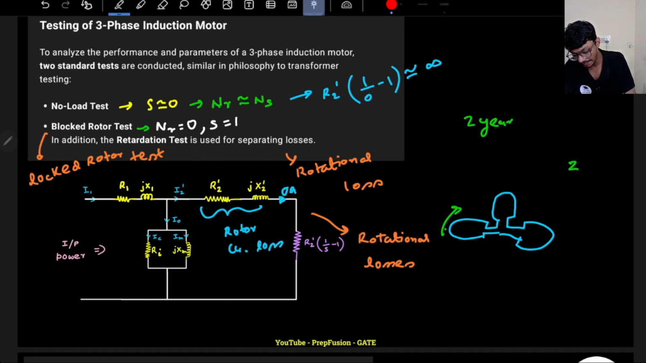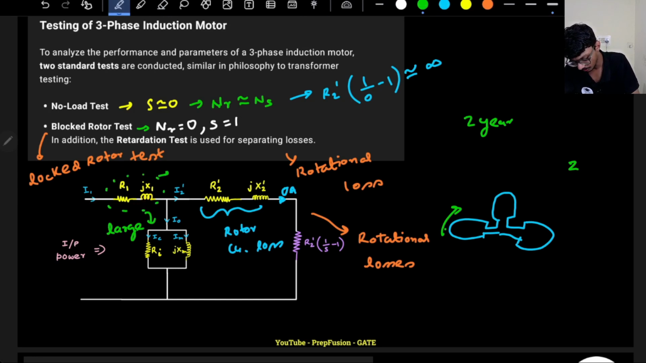But one thing we know, that in an induction machine the air gap is larger. If the air gap is larger, the magnetizing current is larger. We had already discussed, the magnetizing current or no load current is almost 30 to 40%. So here this current will still be large, and if this current is large, then this copper loss will be large. That is, the stator copper loss will be large.